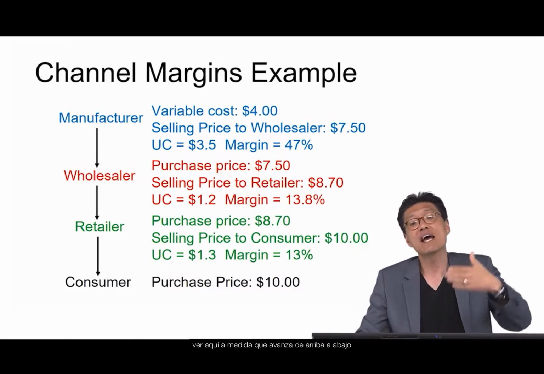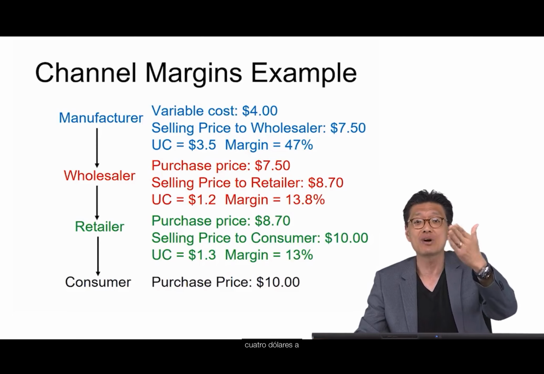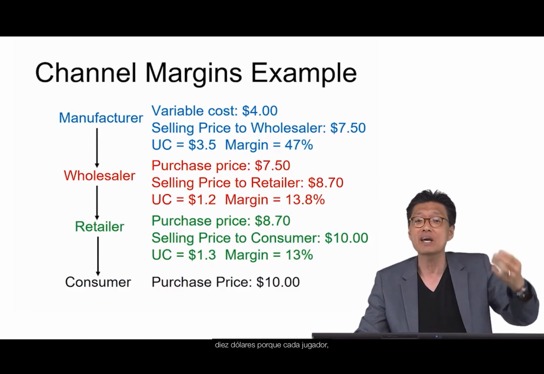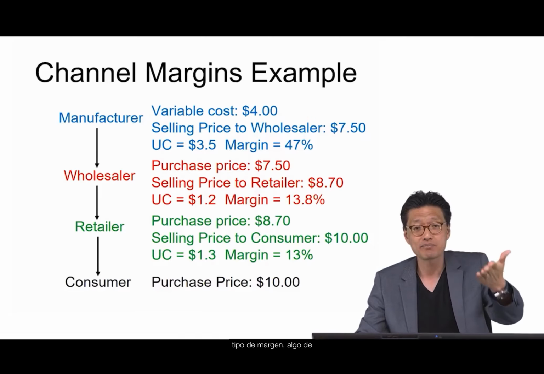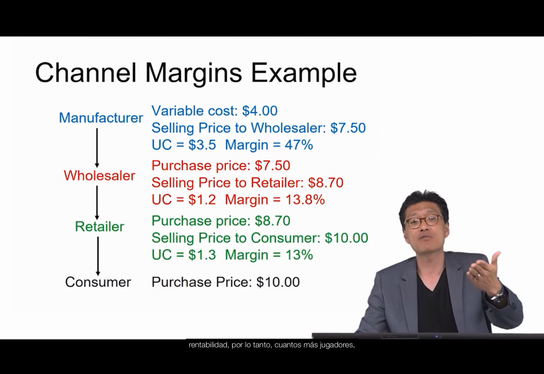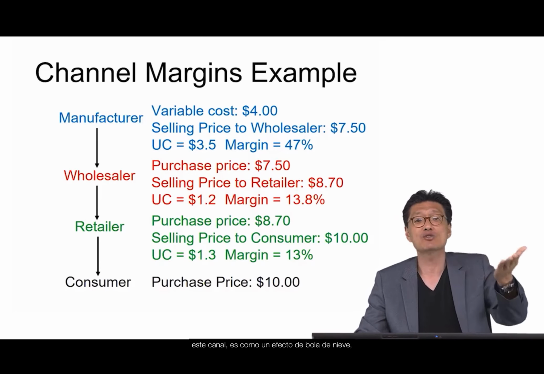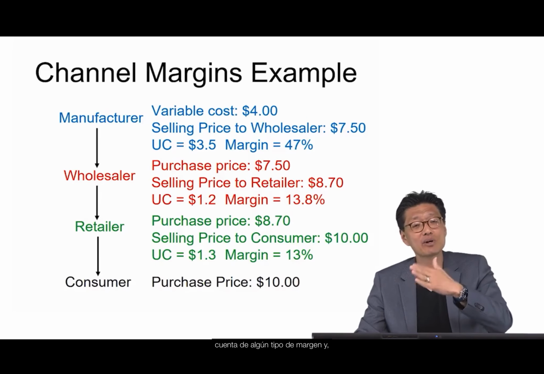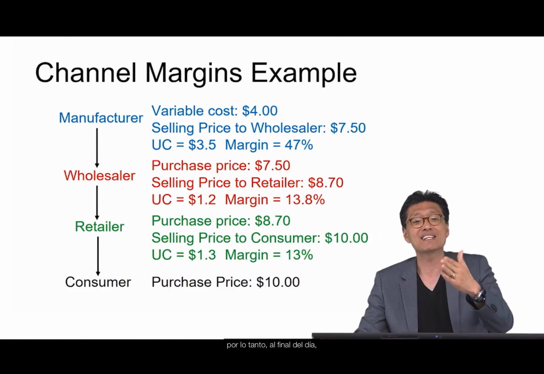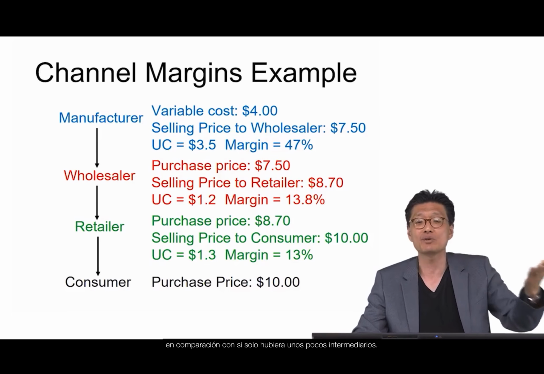So as you can see here, as you go from top to bottom, from the manufacturer to the consumer, the price continues to increase from $4 all the way to $10. Why? Because every player, every intermediary has to realize some margin, some profitability. Therefore, the more intermediaries there are in this channel, it's like a snowballing effect, right? Every player is going to have to realize some margin. And therefore, at the end of the day, the consumer ends up paying a lot more compared to if there were only a few intermediaries.